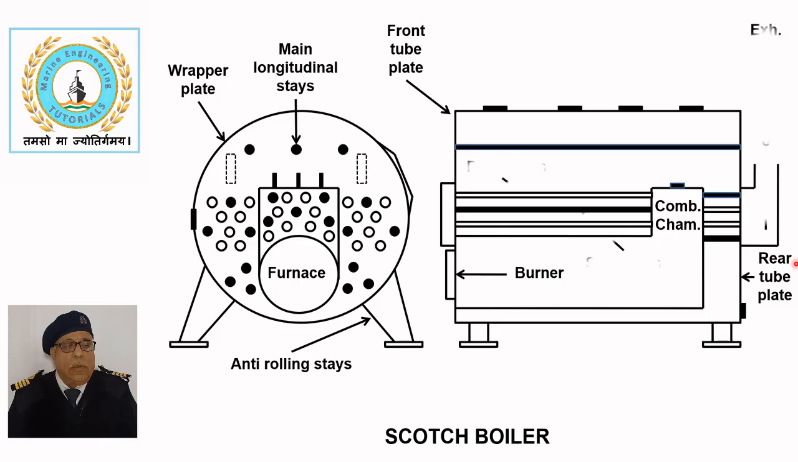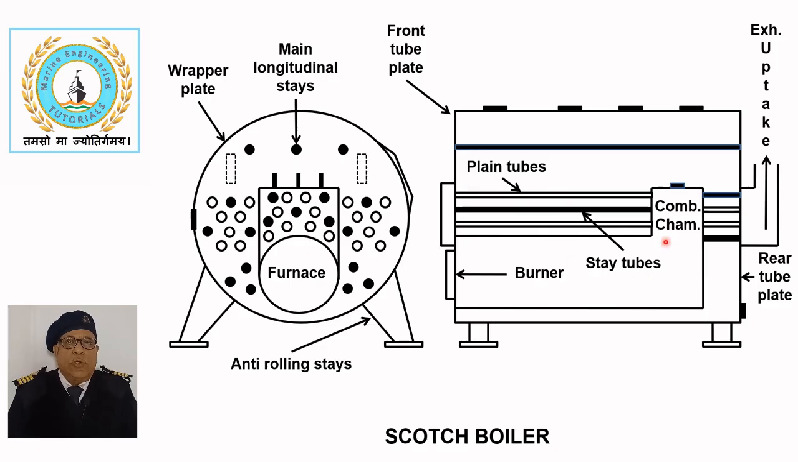Plain tubes and stay tubes in the ratio of 3 to 1 were fitted between the combustion chamber front plate and the front tube plate, as well as between the front and rear tube plates. These tubes first returned the flue gases to the front end plate and then to the rear end plate, from where they were discharged through the boiler uptake. The stay tubes also supported the tube plates and the combustion chamber front plate.